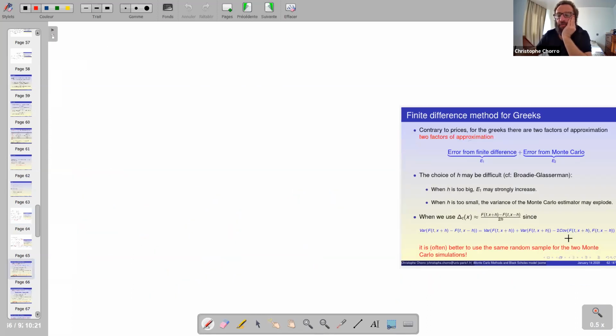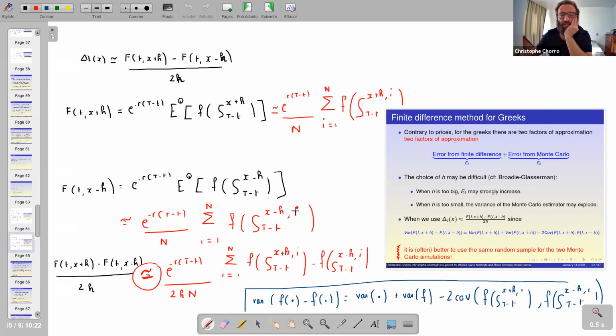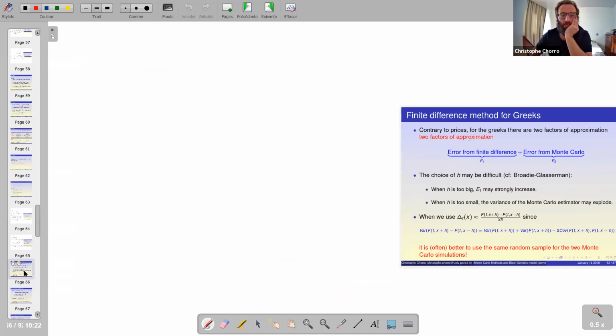So it's my first remark: it's better to take the same random sample than to consider two different ones. So let's continue with a concrete example.